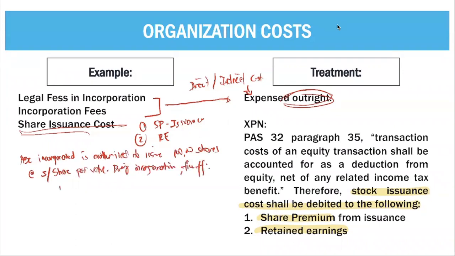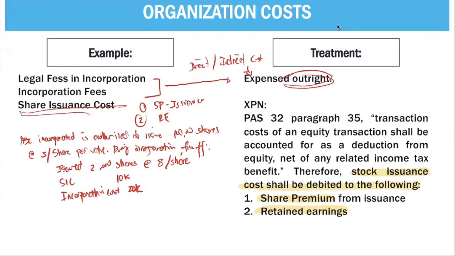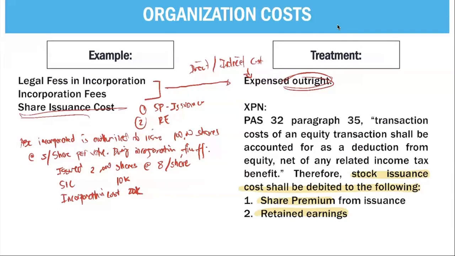Issued 2,000 shares at 8 per share. Share issuance cost of 10,000 pesos. And then incorporation cost of 20,000 pesos. Okay. So ABC Incorporated is authorized to issue 100,000 shares at 5 pesos per share par value.